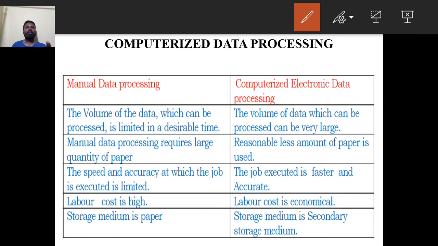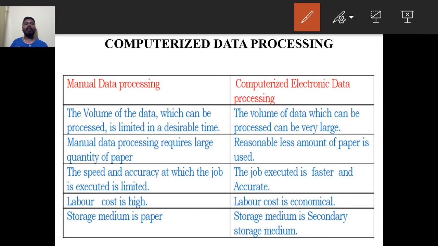Assume I'm going to give 1000 numbers. If you are using paper and pencil or pen, if you are using paper, the process is called manual data processing. The same work if you are using a computer, then the process is called computerized electronic data processing.